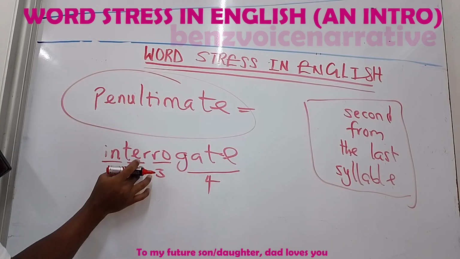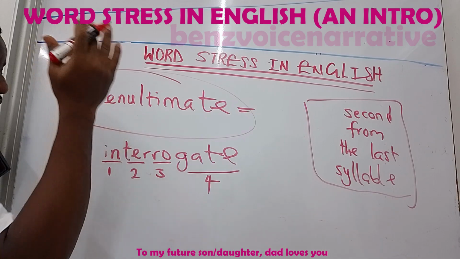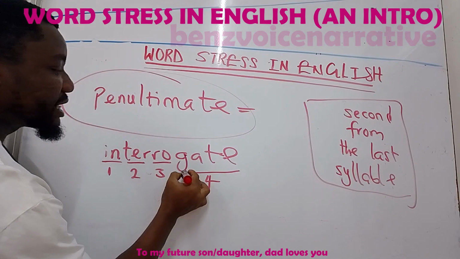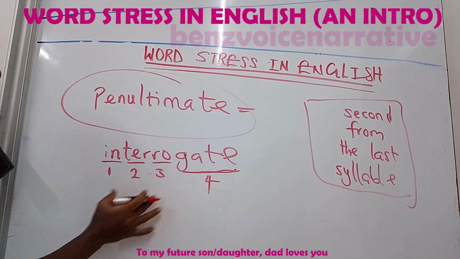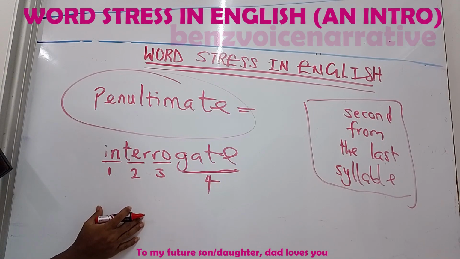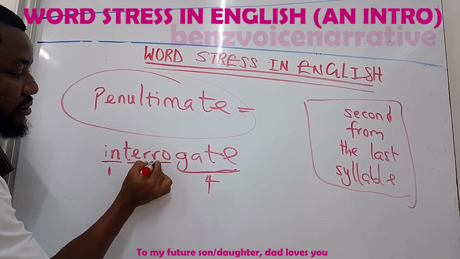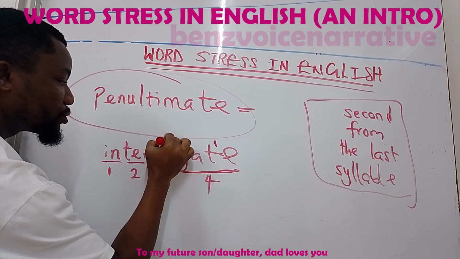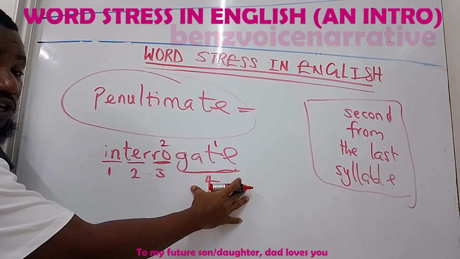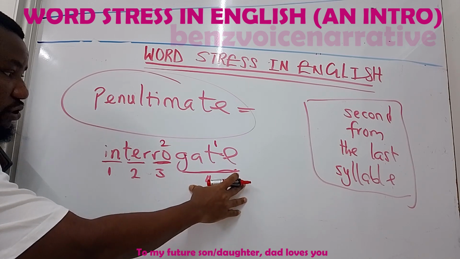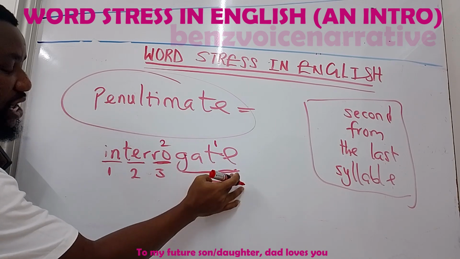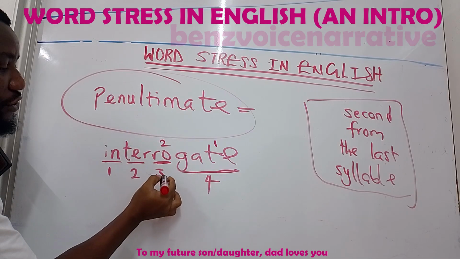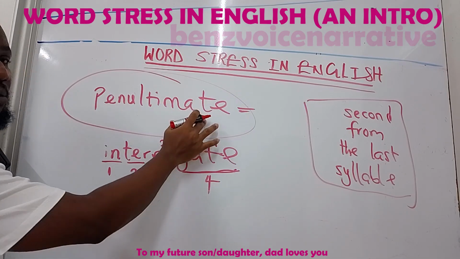Interrogate. Actually, the stress is here, on inter. We don't care about that for now. Now, look at what is the last syllable? The last syllable is gate. Gate is the last syllable. Now, what's the penultimate syllable? This is it: row. The second syllable from the back. So one, two. This is the end of the word. Gate is the last syllable in this word, and the one before it is row. So when I say penultimate syllable, the row here is the penultimate syllable.